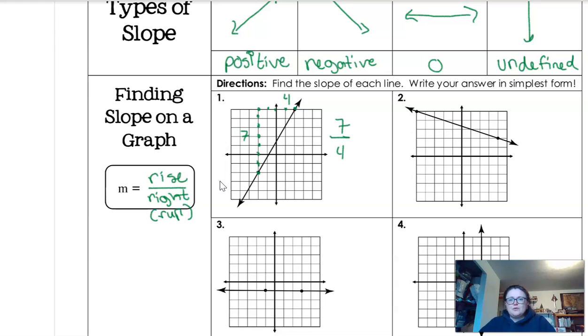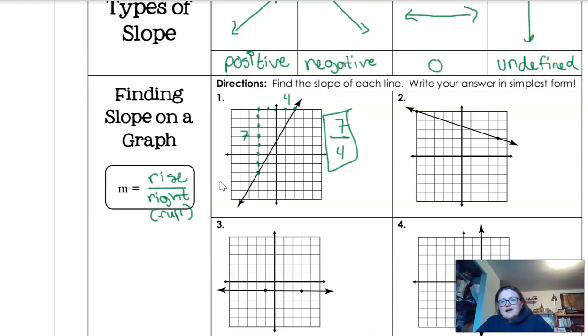7 over 4. And notice that this line has a positive slope, so this is going to be a positive number. And actually I was wrong. There isn't an easier way to do this. This does not reduce, so that's our final answer. So let's try another.